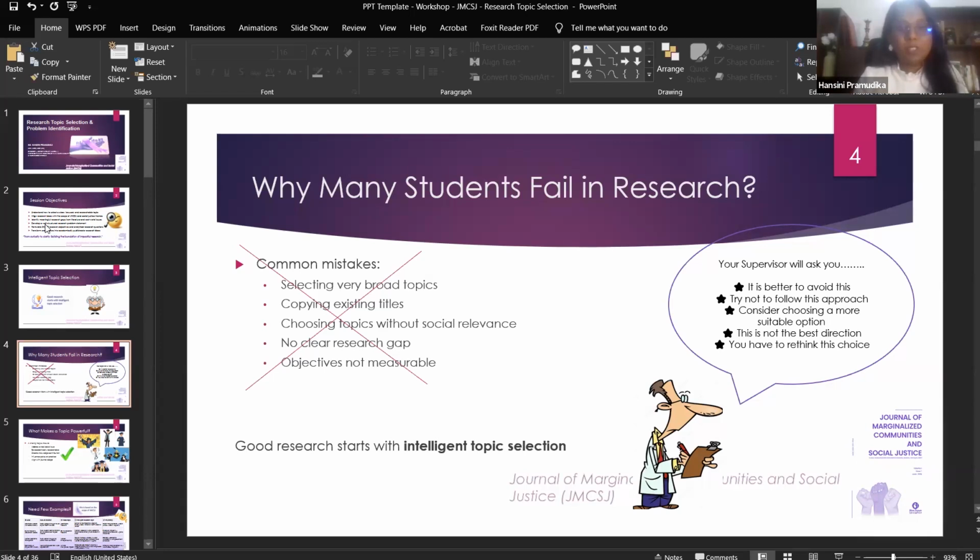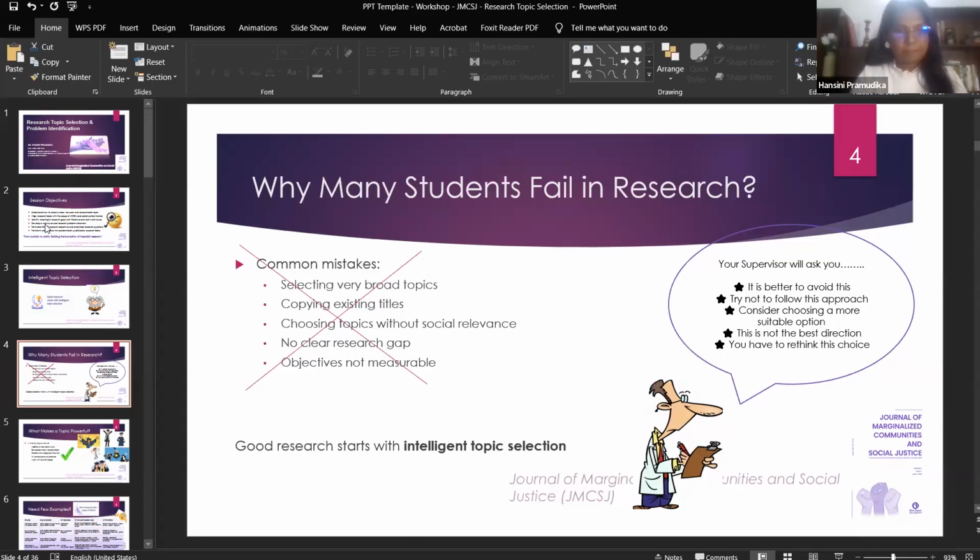So the third point is choosing topics without social relevance, right? If you are a social science researcher, you have to engage with society, right? Everything comes from society's side, right? Then you can invest your competencies on that. That is the nature, right? So social relevance should be there, right?